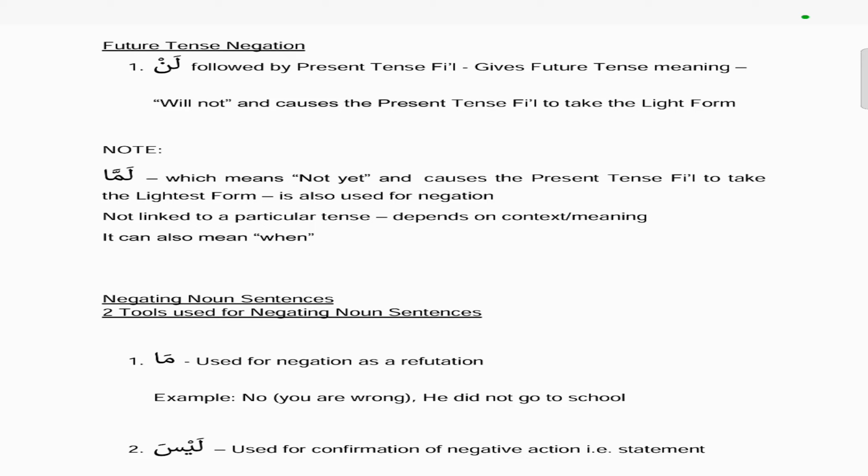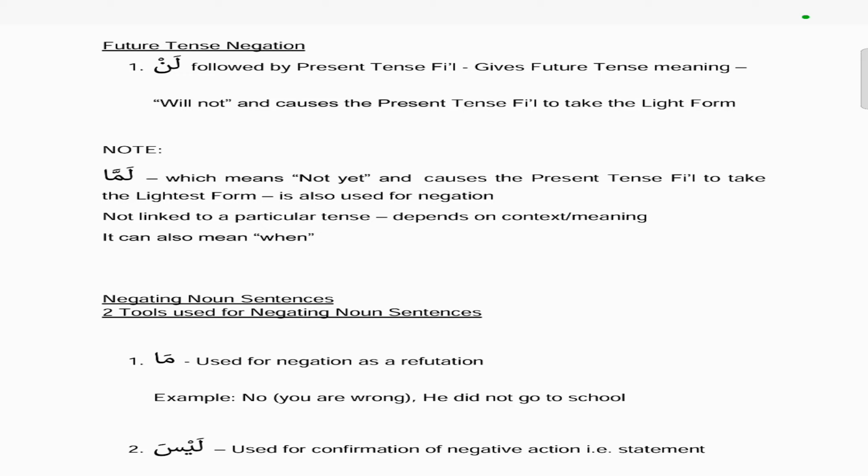Again, if you want to make something into a light version, if it's got an ending combination with the noon, just drop the noon. Otherwise, if there's no ending combination, and most of the time the original form ends with a dhamma, then you just change the dhamma into a fatha to put it into the light form.